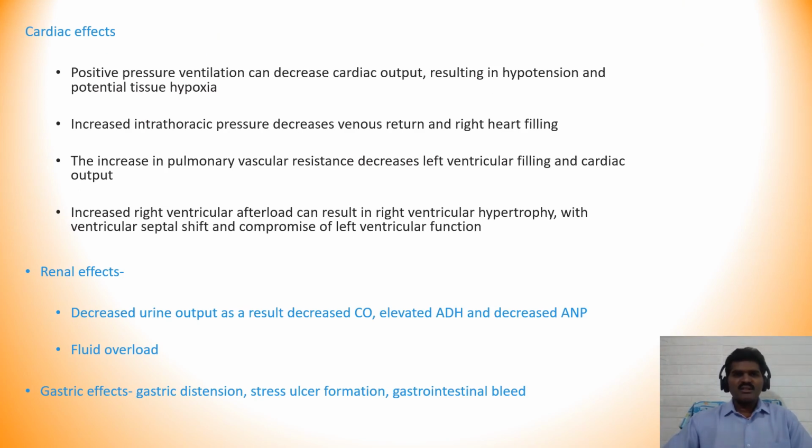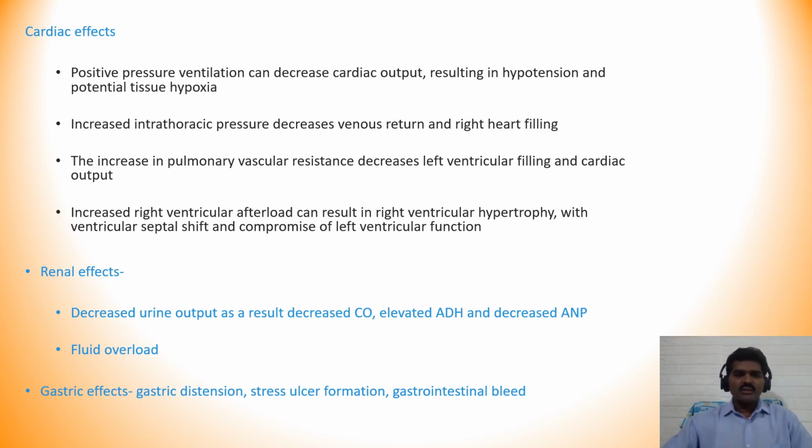Cardiac effects. Positive pressure ventilation can decrease cardiac output, resulting in hypotension and potential tissue hypoxia. Increase in intrathoracic pressure decreases venous return and right heart filling. Increase in pulmonary vascular resistance decreases left ventricular filling and cardiac output. Increase in right ventricular afterload can result in right ventricular hypertrophy with ventricular septal shift and compromise in the left ventricular function, leading to reduced perfusion.